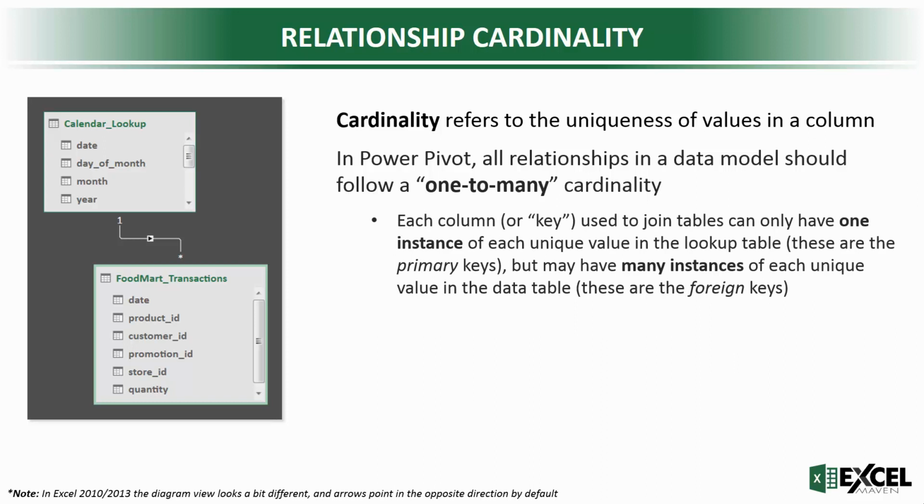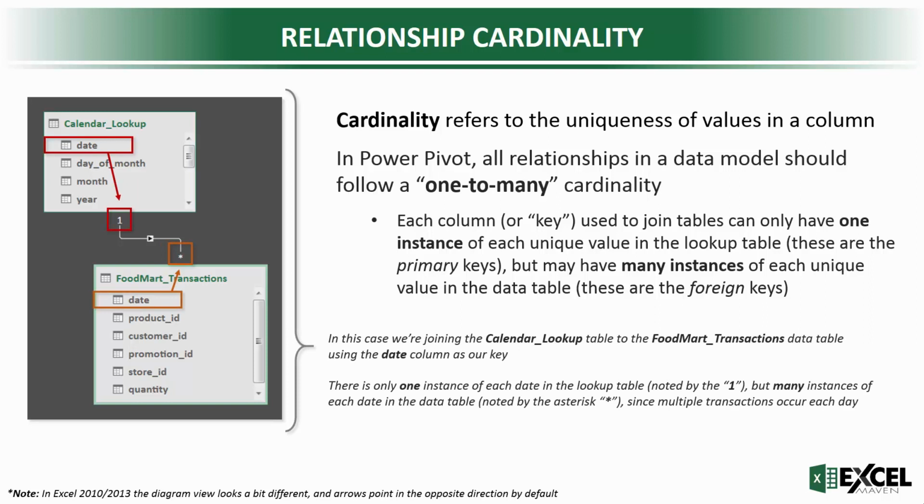It just means that each column or key that we're using to join tables can only have one instance of each unique value in the lookup table, which is exactly what makes those primary keys, but they may have many instances of each unique value in the data tables. That's why we call them foreign keys. So none of this is really new. It's just kind of putting the academic definition around it.